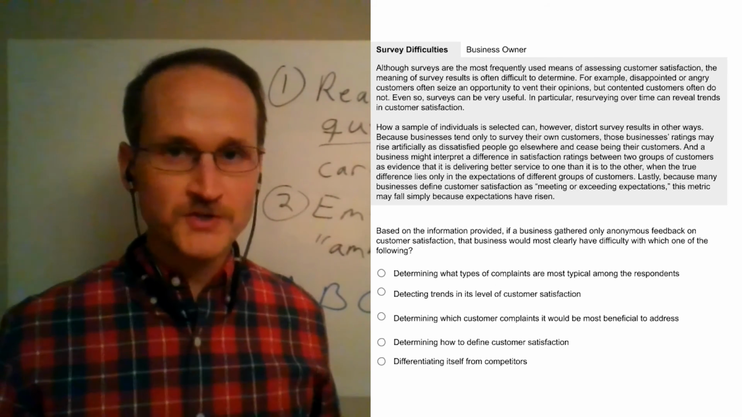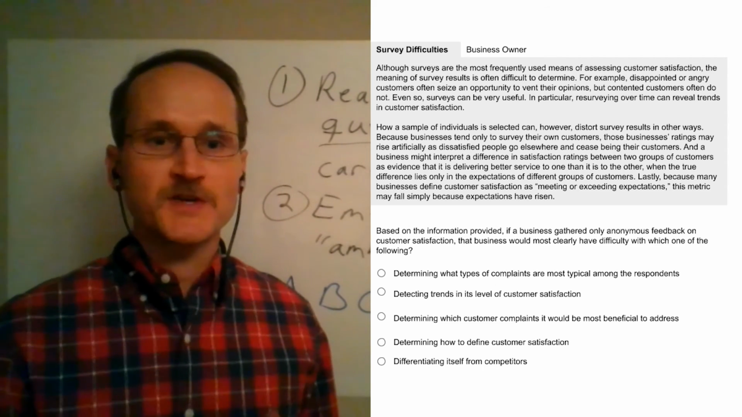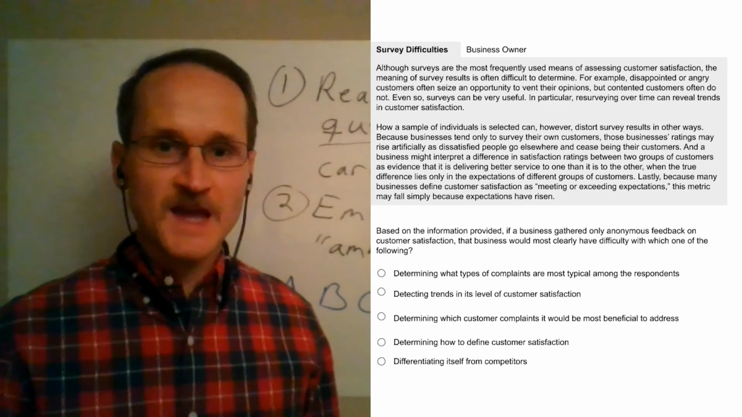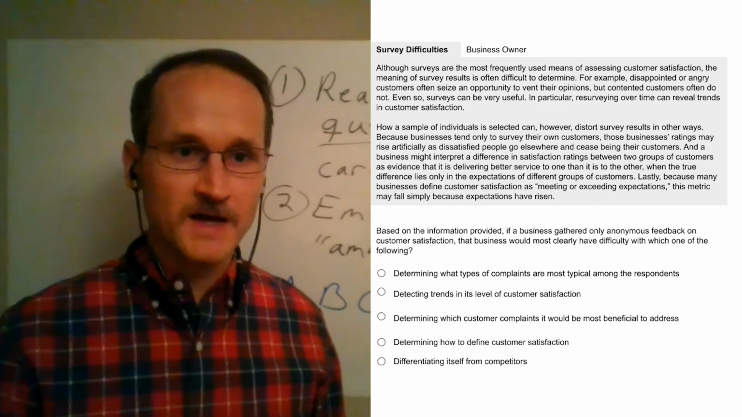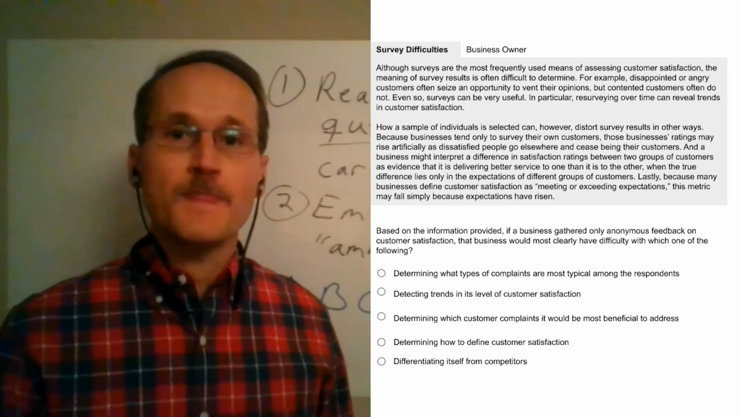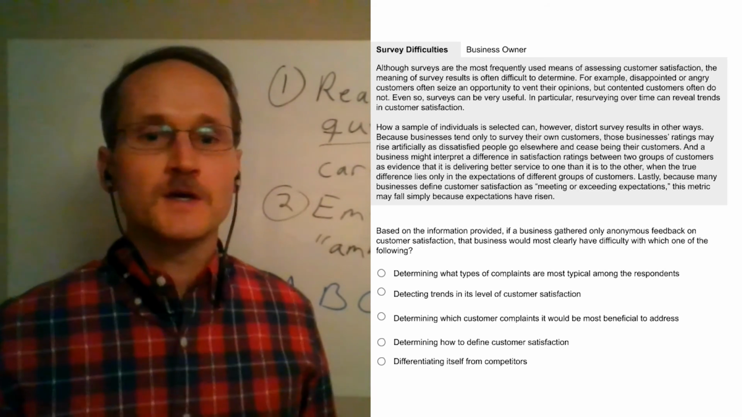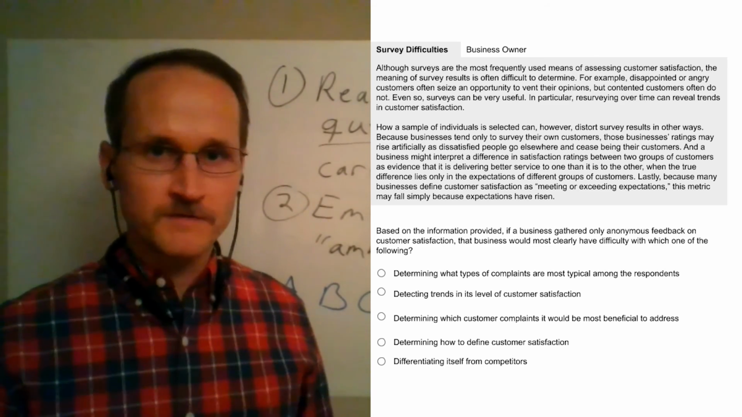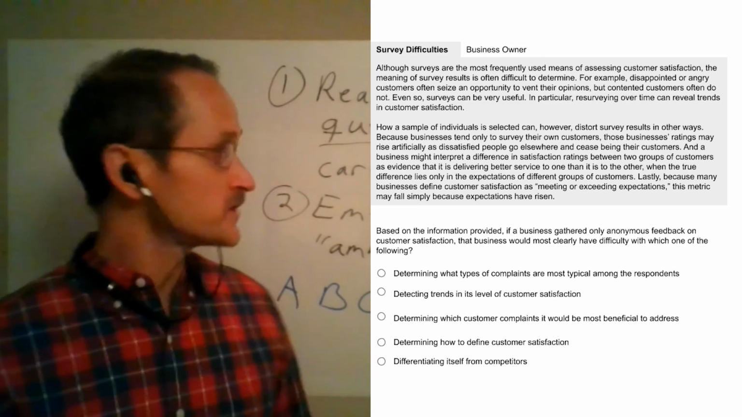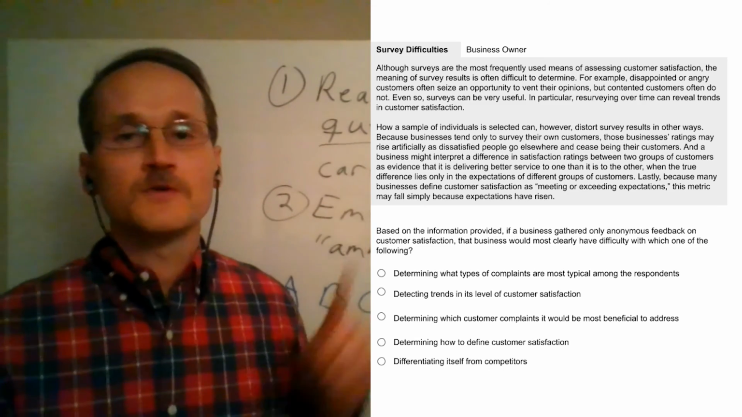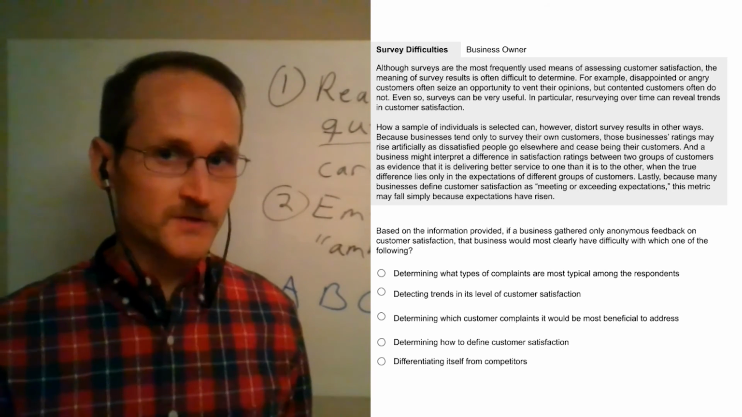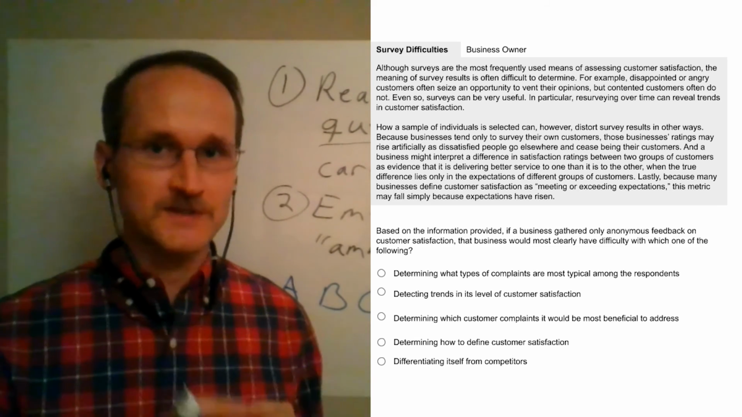All right, last question, home stretch. Based on the information provided, if a business gathered only anonymous feedback on customer satisfaction, that business would most clearly have difficulty with which of the following? So the wording of the question itself, not too tricky here, but you still have to be really careful reading the answer choices themselves. Make sure you're processing them exactly as they're written.